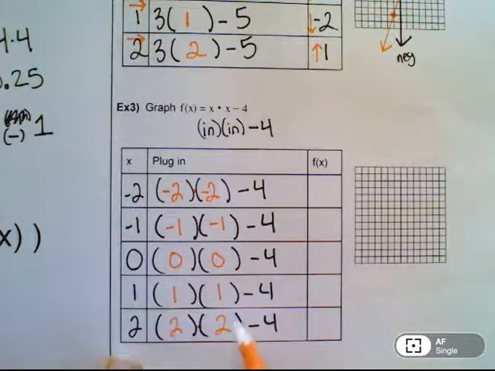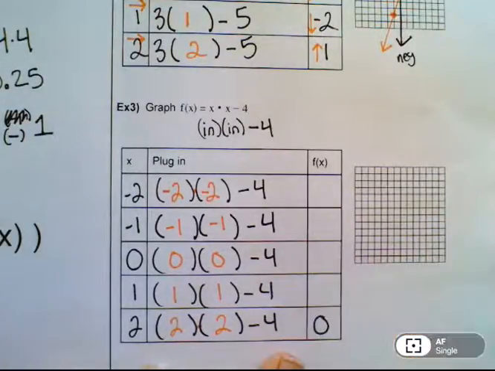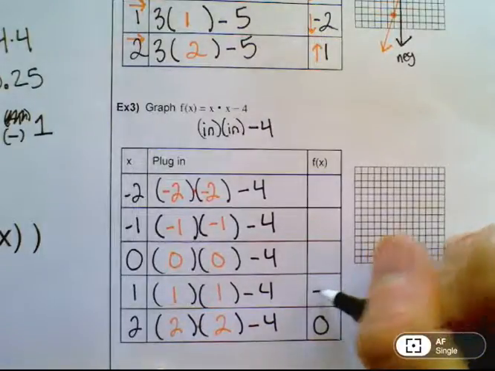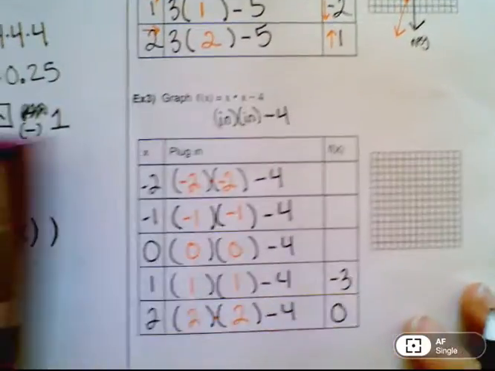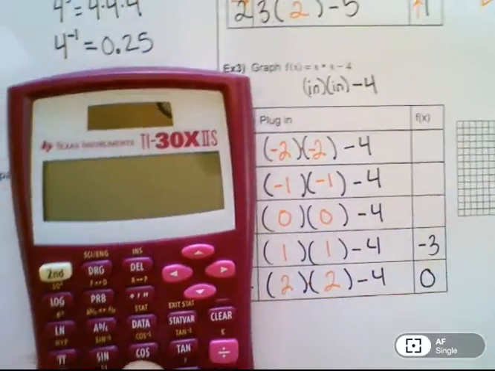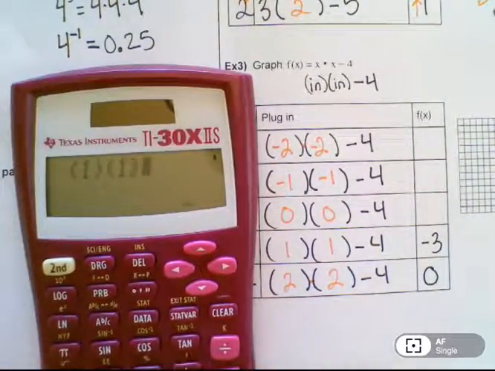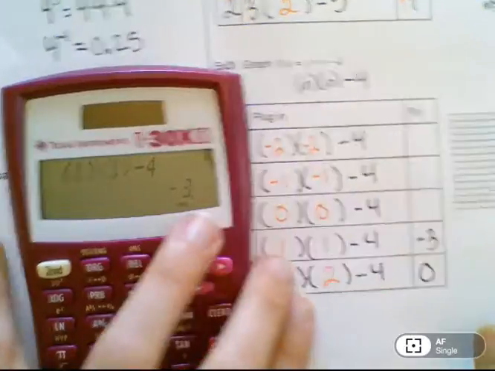2 times 2 is 4. 4 take away 4 is 0. 1 times 1 is 1. 1 take away 4. See, if you have 1 positive and then you go 4 toward the negative direction, that's negative 3. If you're not confident with your positives and negatives, please don't worry. That's why we have calculators. You just type it in exactly the way you see it. Make sure to use minus and not negative. And there you go.